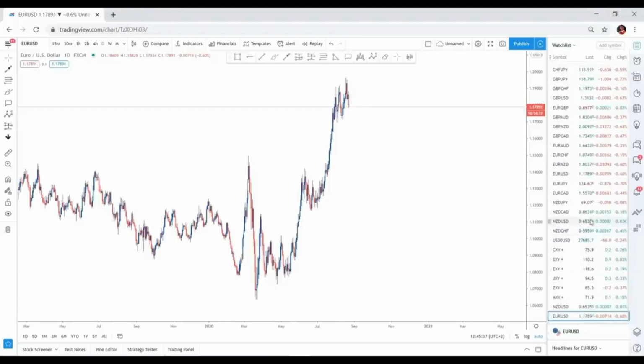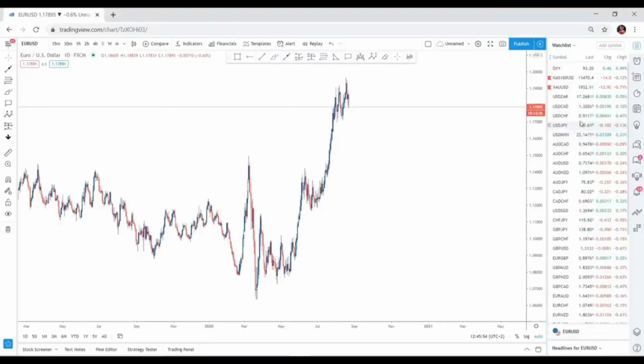As you can see, I have NZDUSD, NZDCAD, NZDJPY, EURCAD, EURJPY, and so on. So you can just focus more on actually adding all of the currency pairs as you go through the course, just look at them and see why USD and so on. So you can just add them, quite simple, as I did the job for you.